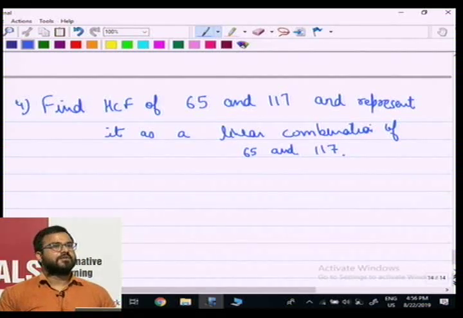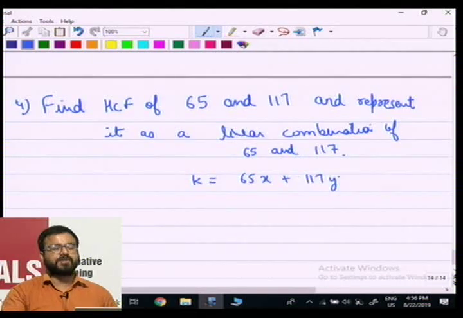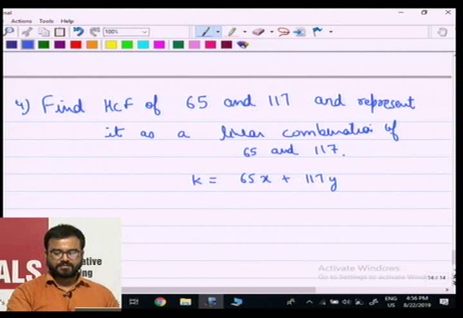Solve this. Find HCF of 65 and 117 using Euclid division, and then represent it as a linear combination of this. Like if HCF is k, then you have to write k is equal to 65x plus 117y, where x and y are integers. Try this.